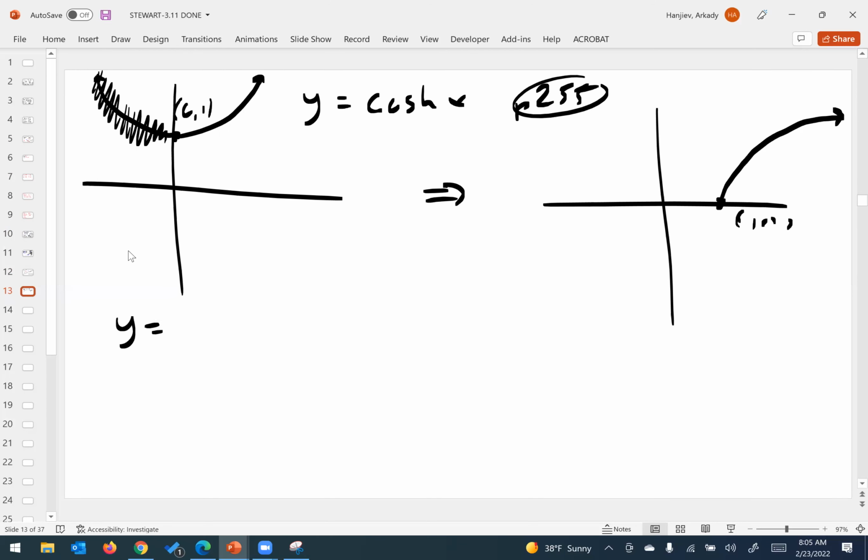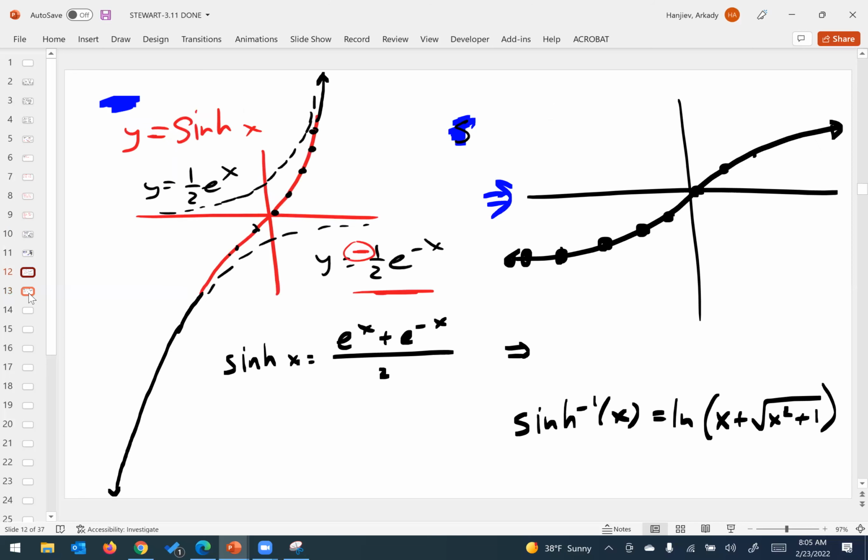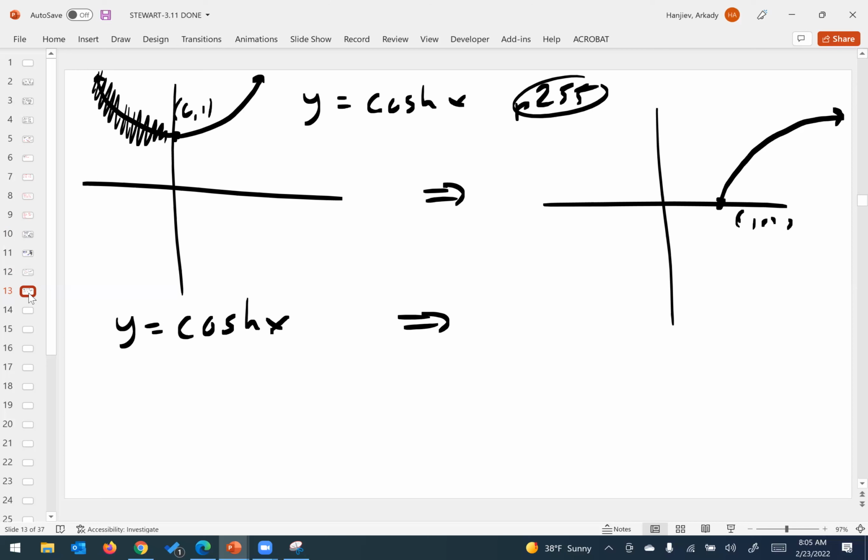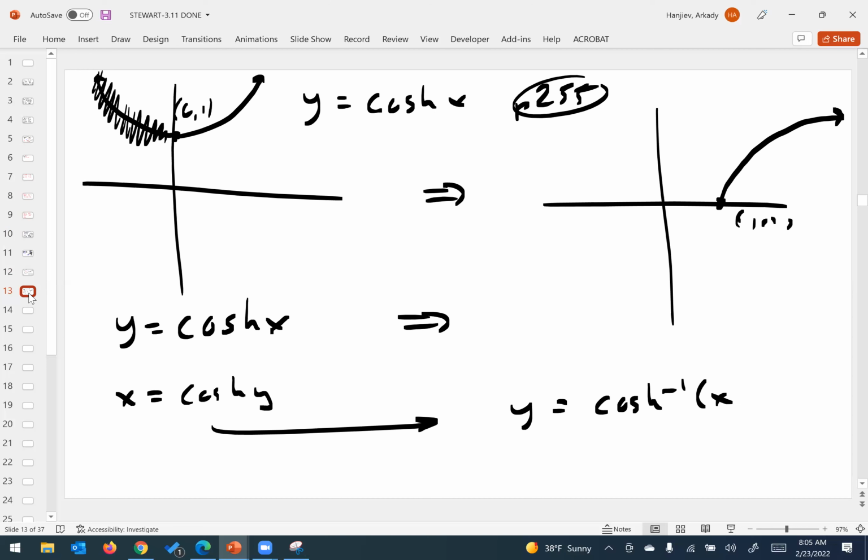Okay, what is this guy? Y is equal to, let me write it again here, goes to switching x's and y's, right? The whole thing that we do, right? Switch x and y. Solve for y. And we have ourselves y now is equal to inverse hyperbolic cosine. How about that, say that 5 times real quick. Just kidding, tongue twister there.